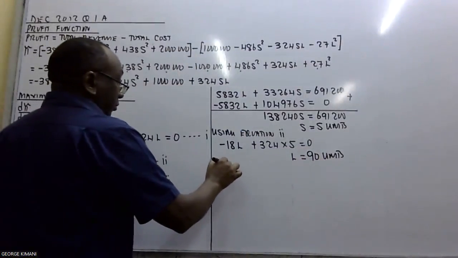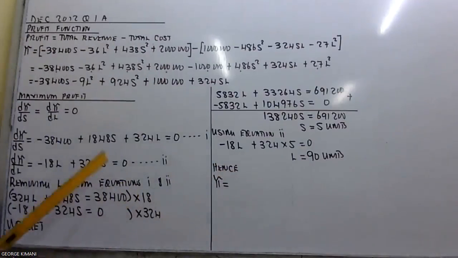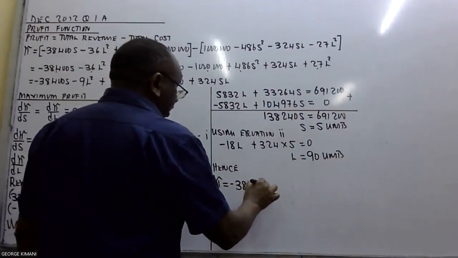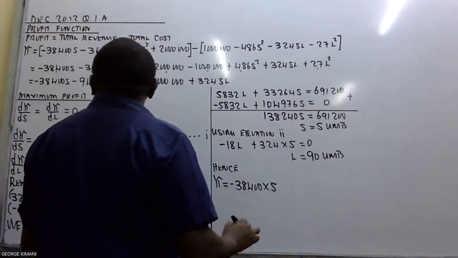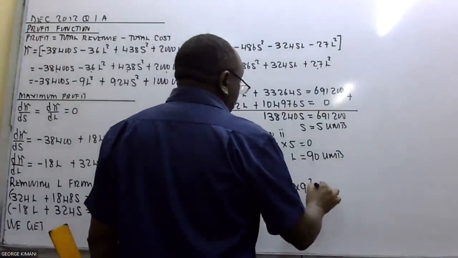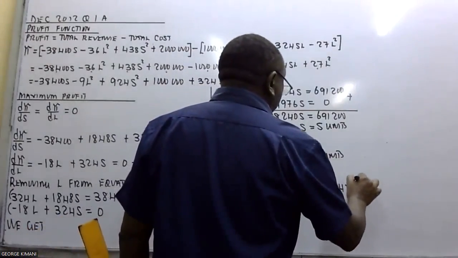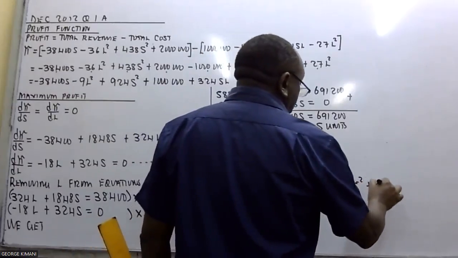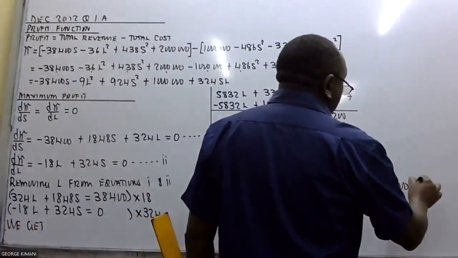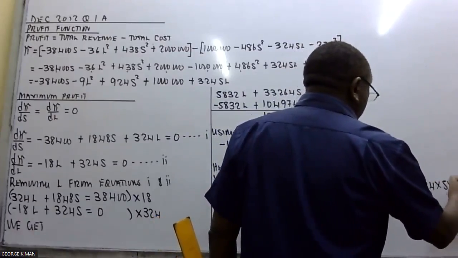Hence, pi will be equal to, you go to the equation we had here, which is minus 38,400S, so multiplied by 5, minus 9 times 90 squared, plus 924 times S squared, 5 squared, plus 1,000,000, plus 324 times 5 times 90.